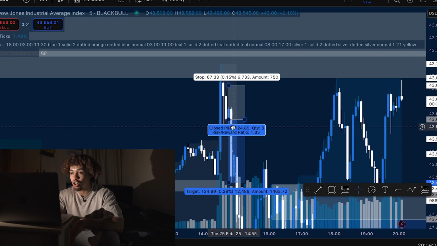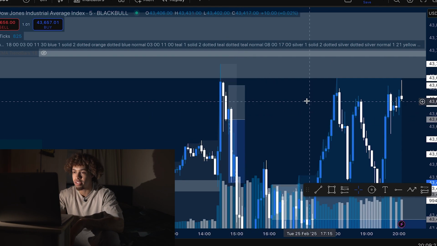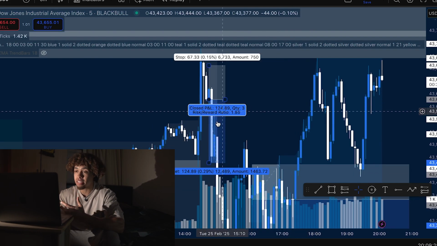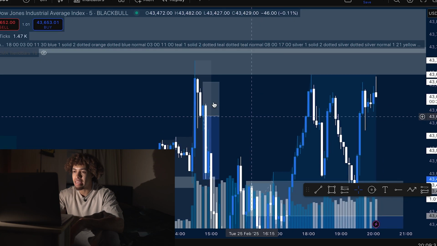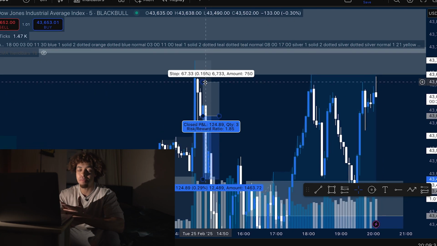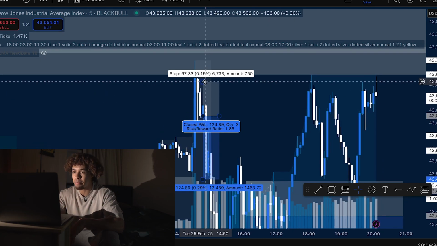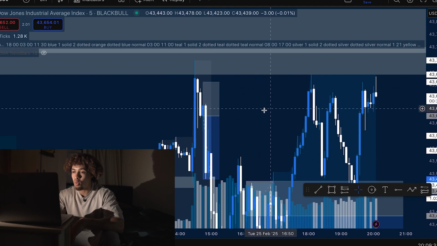And again, I entered on the break. I didn't wait for a candle close because obviously it was market open, so I knew there was going to be a ton of volume. For my stop loss, it made sense to be a bit bigger because again, it's market open. So I had around a 67 pip stop loss, and again, I aim for a 1 to 2.